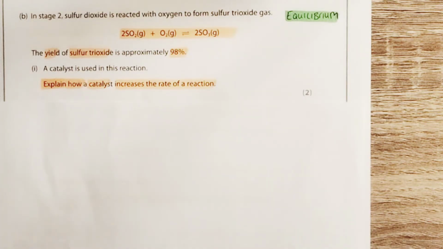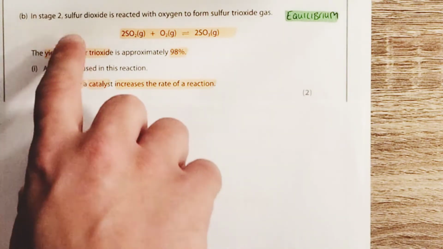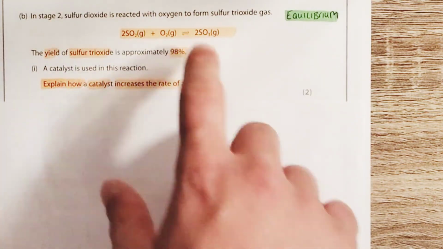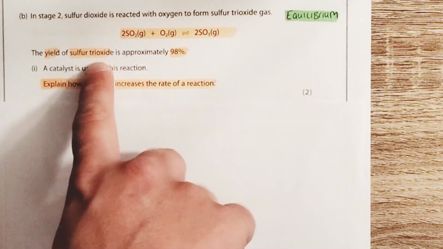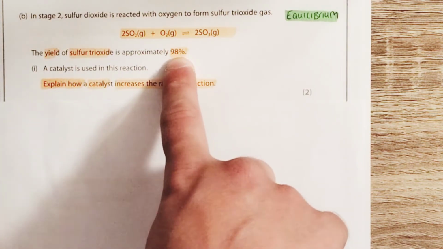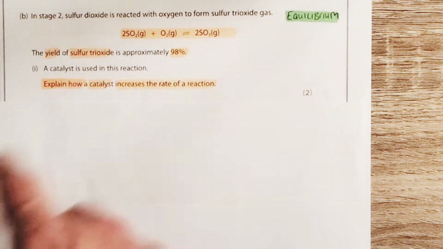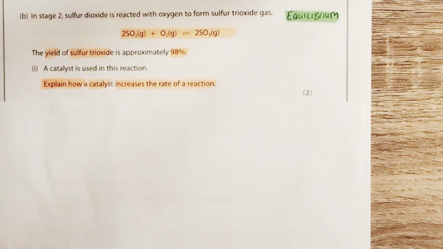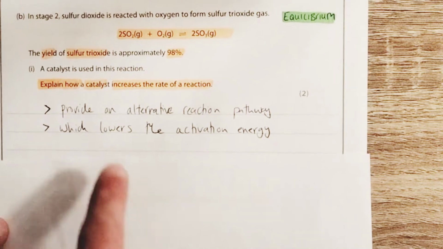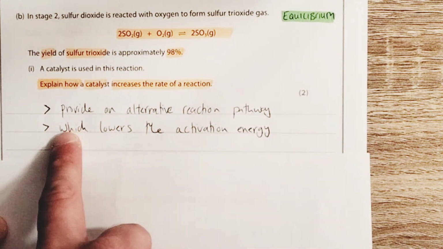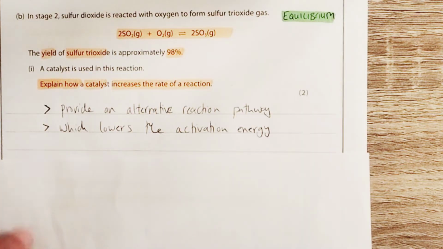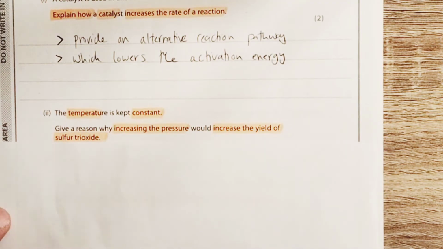Just finishing off this question, it goes into equilibrium territory a little bit. So in stage 2, sulfur dioxide reacts with oxygen to form sulfur trioxide, and it is a reversible reaction. The yield of sulfur trioxide is approximately 98%. That's a really good yield. A catalyst is used in this reaction. Explain how a catalyst increases the rate of reaction. Explain, not describe. So, catalysts provide an alternative reaction pathway which itself lowers the required activation energy for the reaction to proceed. The temperature is kept constant.